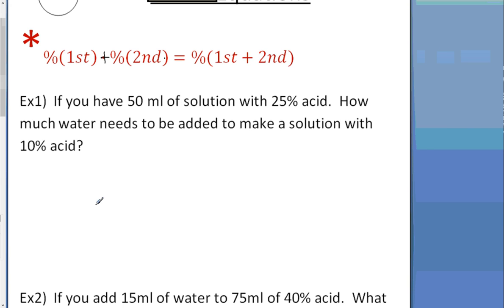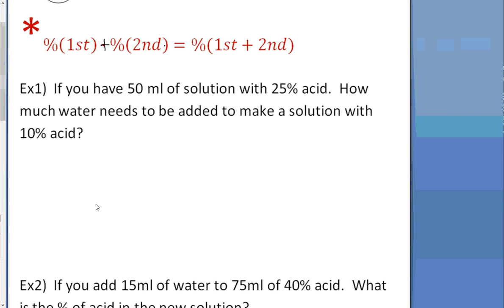All right, well that sounds pretty complicated, right? But let's just break it down. So we're dealing with acid here. So what percent is the first acid? Well, it's 25%. So 0.25 of the first, how much is in the first? The percent of the first, how much is in the first? Not 50. So 0.25 times 50 plus how much water needs to be added.